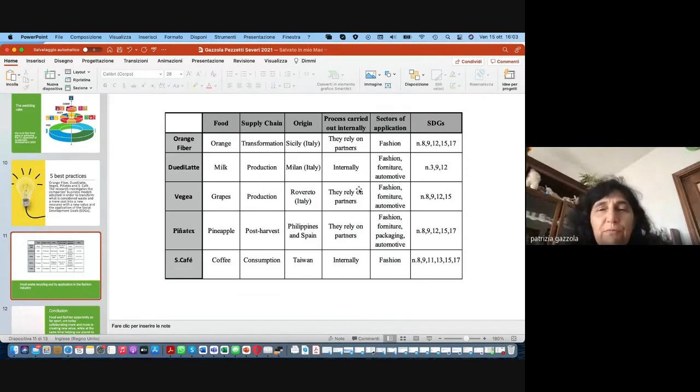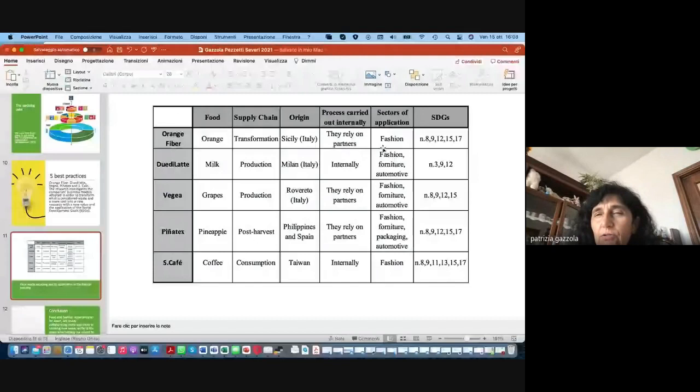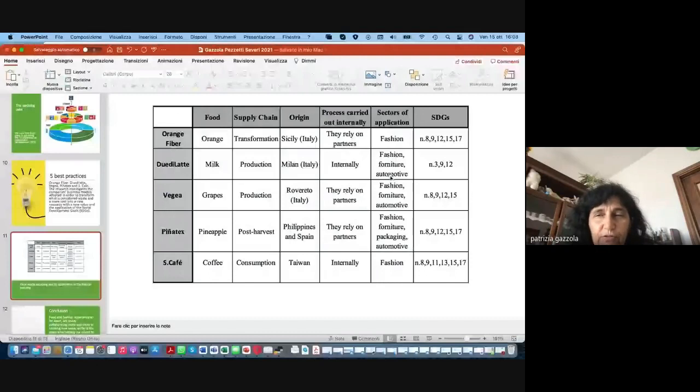Then there is some information about the process that they use for production, and also about how they use the raw material they transform. Orange Fiber, only fashion. Duedilatte, not only fashion, but also in part automotive. Vegea, also fashion, furniture, and again automotive. Piñatex, again fashion, furniture, packaging, and automotive. And Escafé, only fashion. I also analyzed, on the companies' websites, the SDGs that they are following, thanks to the use of the cycle and the use of raw material from food waste, and also the circular economy.